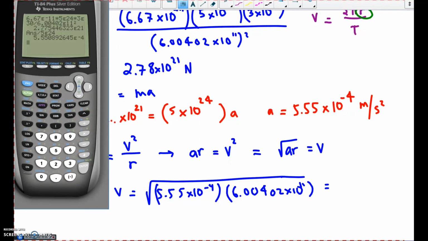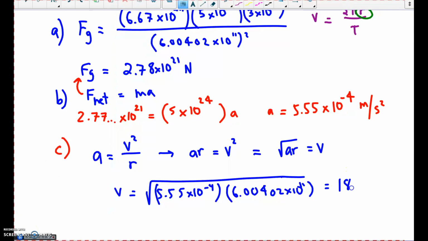And in my calculator, I do second square root. I'm going to do 6.00402, second EE 11, and I want to multiply by this value that's above, so I'm just going to do second answer to get the acceleration in my calculator, and I hit enter. That's 18,300 when we round. Meters per second for speed.